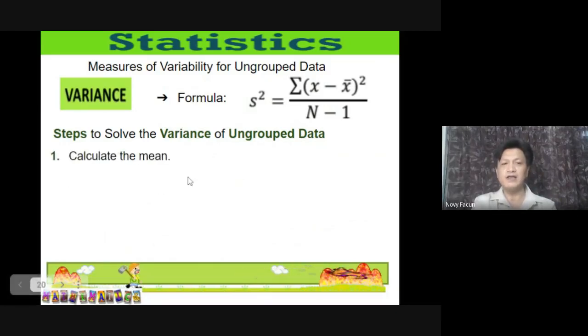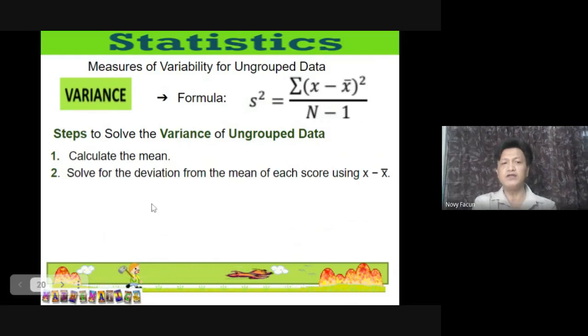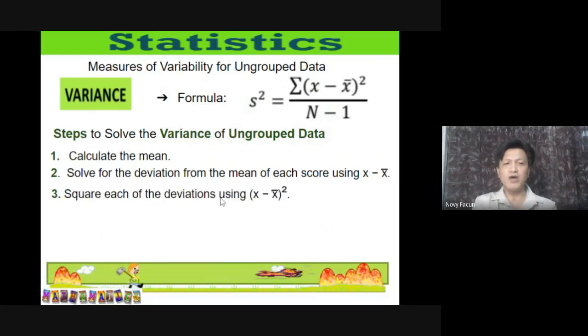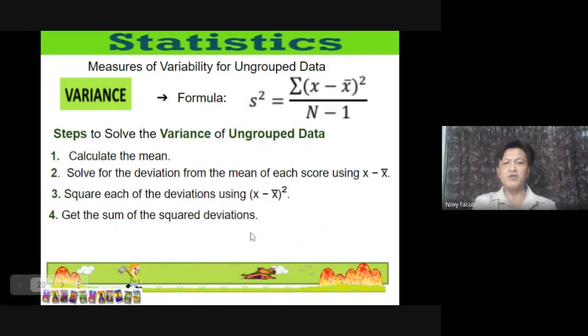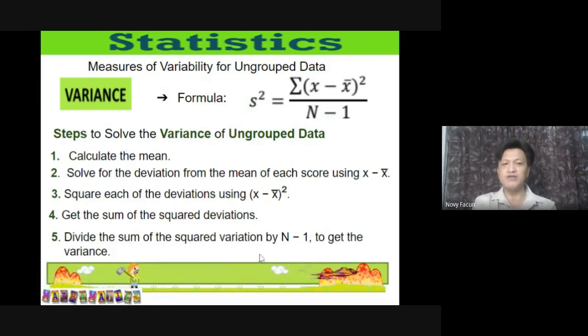Ano ba yung step 1 natin? Calculate the mean. And then, solve for the deviation of the mean of each score using the x minus yung ating mean. Yan yung symbol niya. And then, step 3, square each of the deviations. Kung ano yung nakuha natin dito sa step 2, square lang natin. Okay. And then, step 4 naman, get the sum of the square deviations. Kung ano yung nakuha natin sa step 3, i-add lang natin. And then, step 5 natin dyan, divide the sum of the square deviations by n minus 1 to get the variance. Kung ano yung nakuha natin sa step 4, i-divide lang natin doon sa n minus 1.